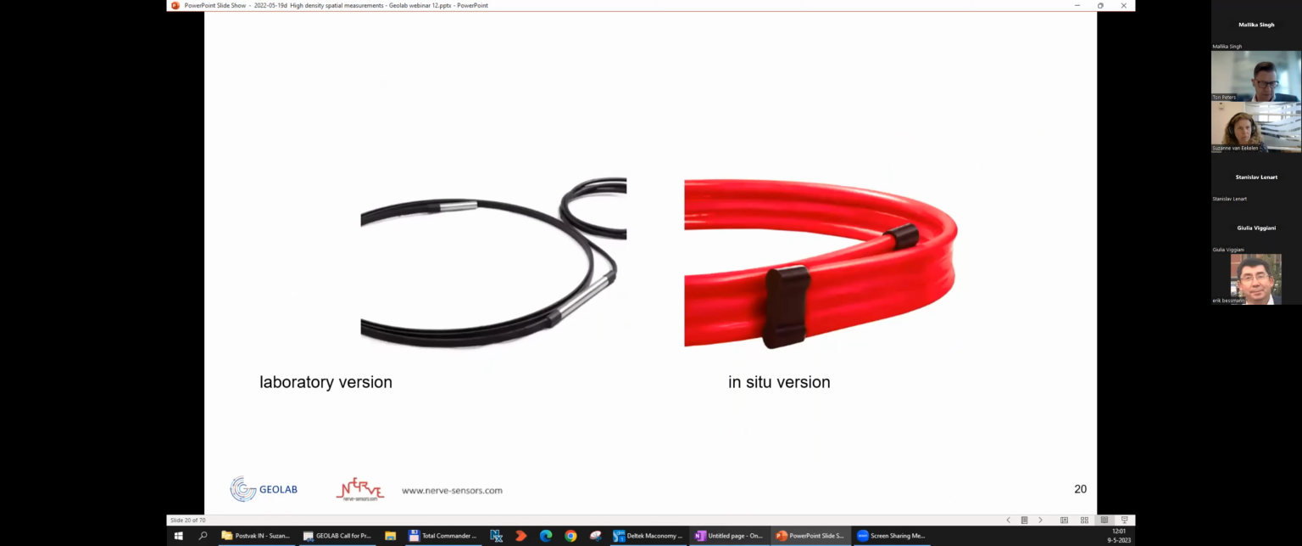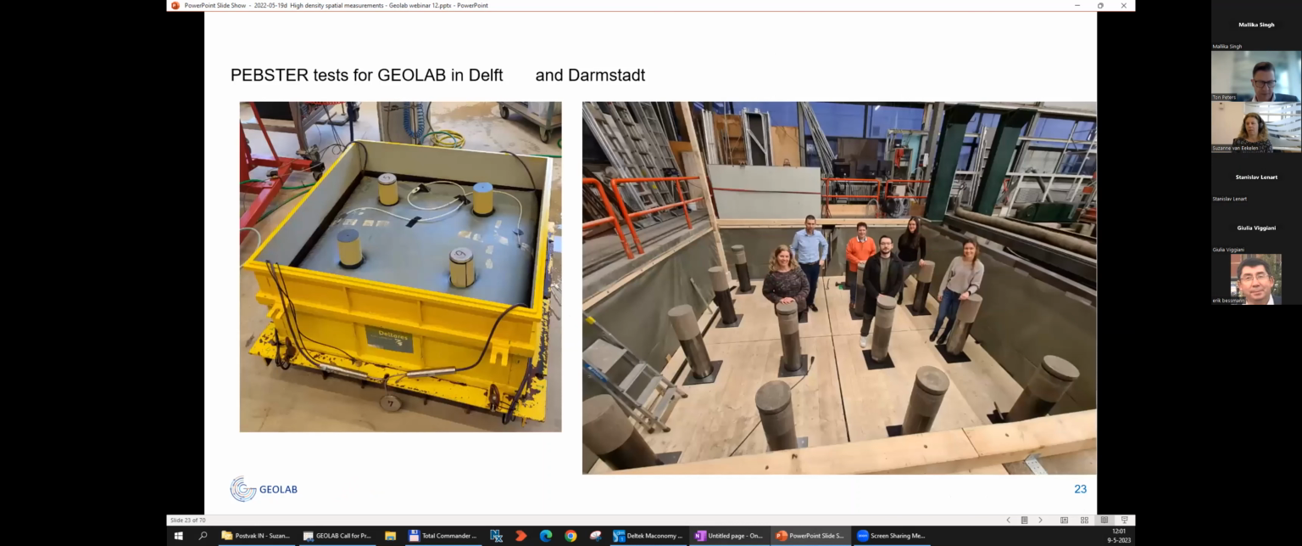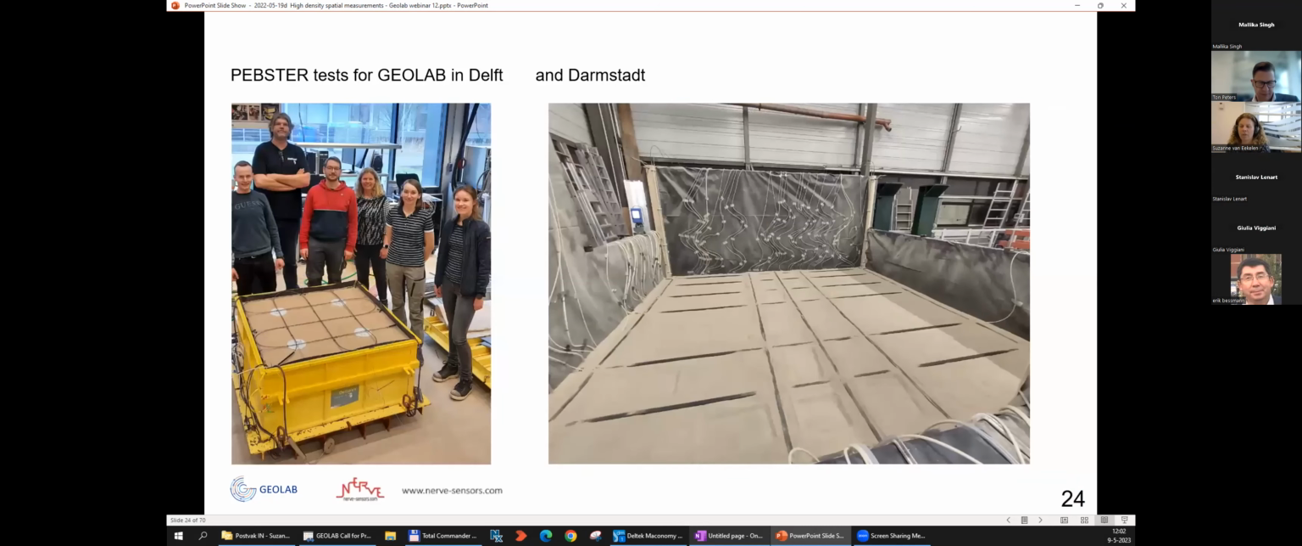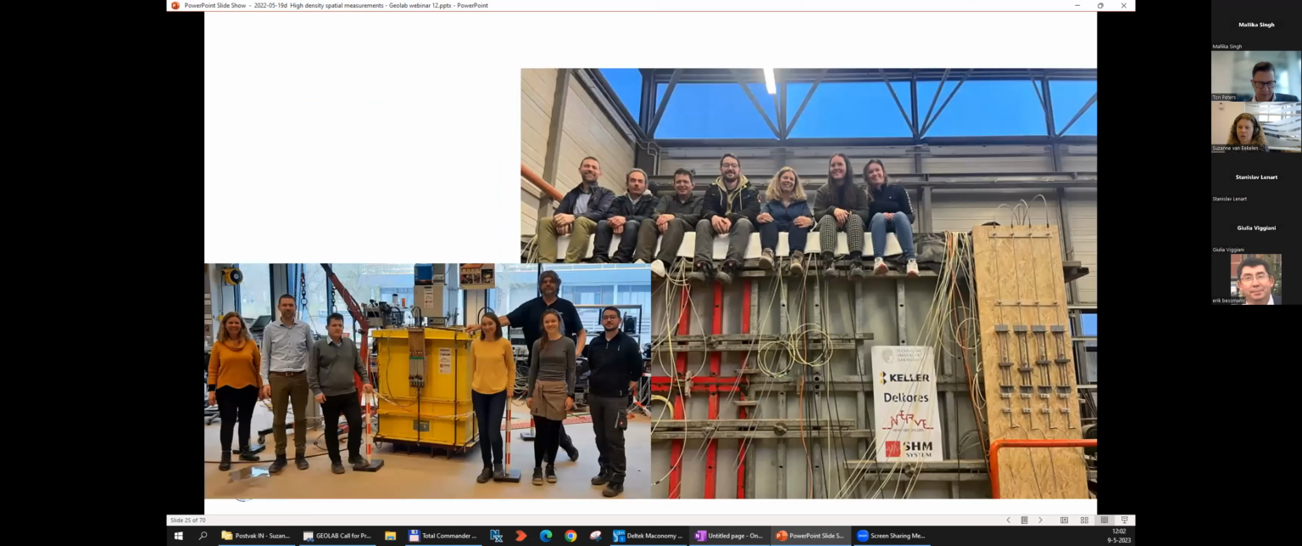And now for perhaps the project that Mark Schneider has presented, we have used this system. And here we see, of the supplier Nerve Sensor Systems, a lab version and an in situ version of this XYZ measurement system. And here we see at the left-hand side a small test setup of Deltares in the Netherlands, and on the right-hand side the larger setup in Darmstadt, which was shown by Mark too. Here you see the piles, and then above this we see sand with this system installed. So here we see the XYZ deformation fibers. This is the final test setup.